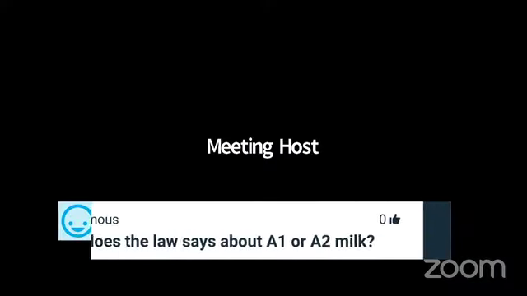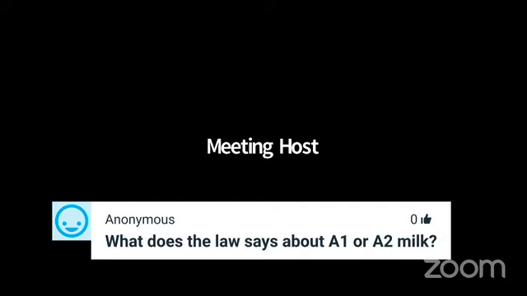What does the law say about A1 or A2 milk? Silent. Indian law is silent. New Zealand has resolved the case. Nothing doing. We are selling both A1 and A2 milk. Whatever you want to sell, you sell. But don't say this is better, like, it will not cause disease. It will create. In India, it is becoming famous.